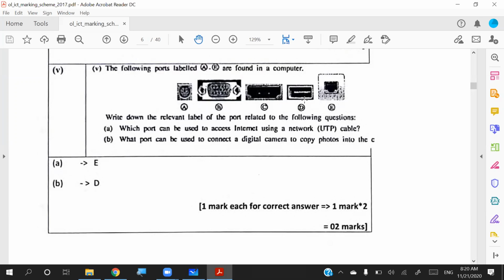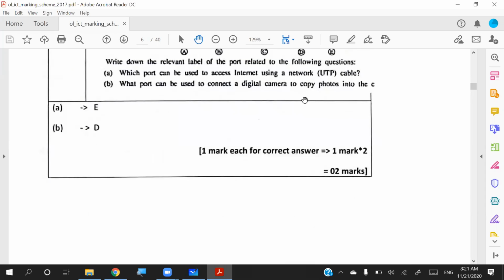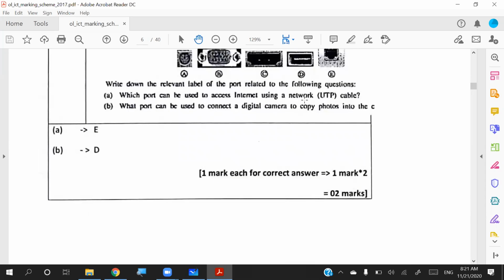Now we are connecting the mouse and keyboard through the USB in most of the cases, but still you can find the PS2 ports on your system unit, the back panel, right? So the answer for the A is E, answer for the B is D. Yes, just a second.